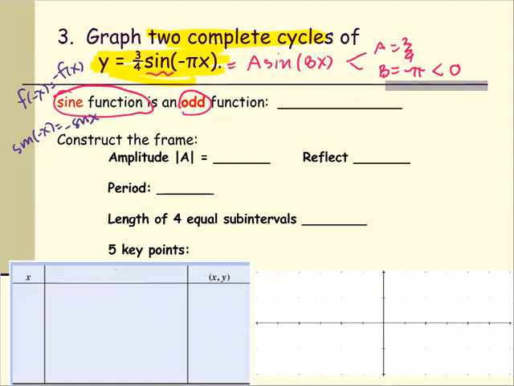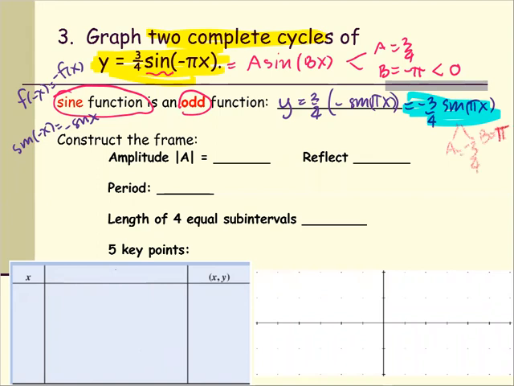That means the function in our problem is y equals 3 over 4 multiplied by negative sine of pi x, and we write it in the form of negative 3 over 4 times sine of pi x, where pi x is the new argument of the new function form. When we graph, we're going to graph based on this function. That tells you the a is negative 3 over 4 and the b is pi for this case.